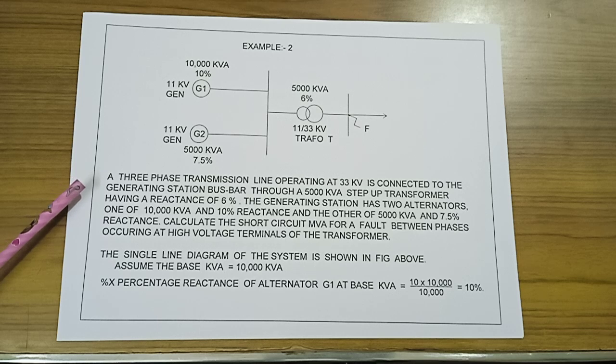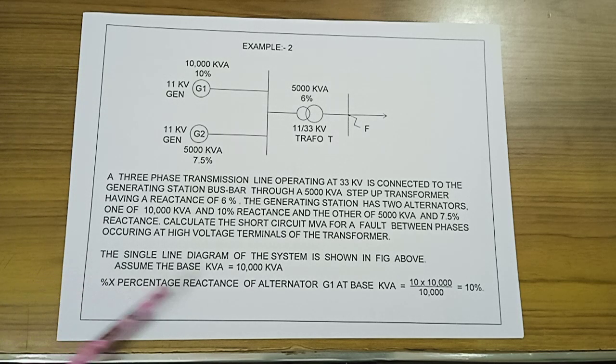A three-phase transmission line operating at 33 kV is connected to the generating station bus bar through a 5000 kVA step-up transformer having a reactance of 6%. The generating station has two alternators, one of 10,000 kVA and 10% reactance, and the other of 5,000 kVA and 7.5% reactance. Calculate the short circuit MVA for a fault between phases occurring at the high voltage terminal of the transformer. The single line diagram of the system is shown in the figure above.